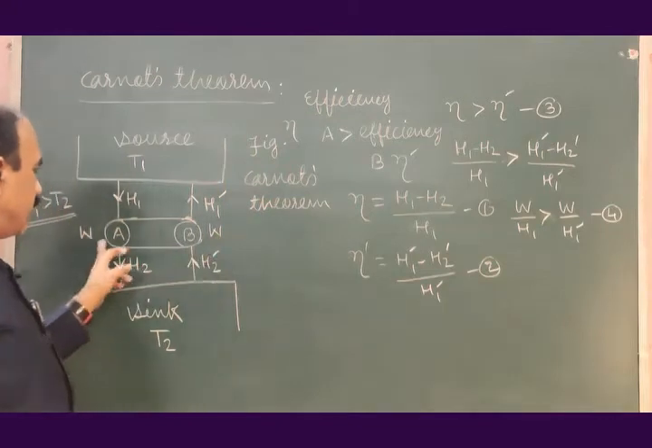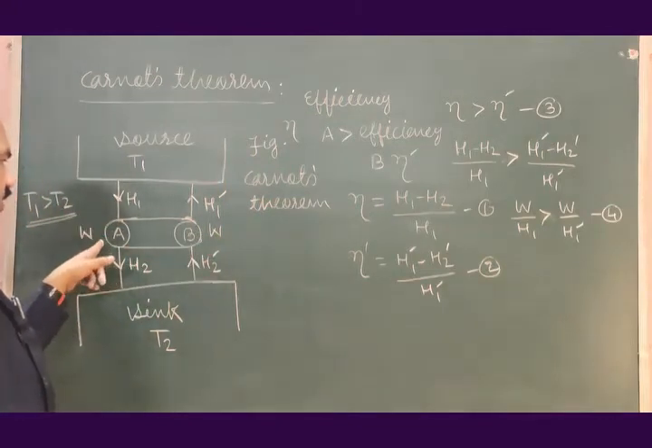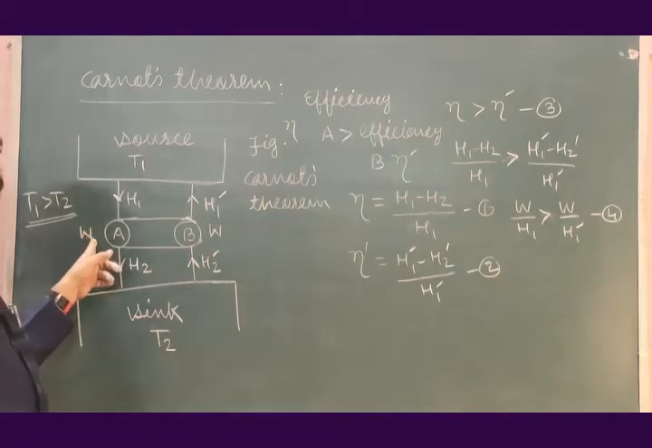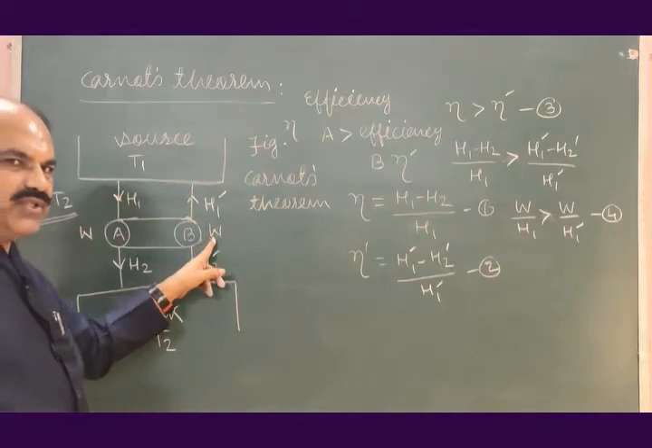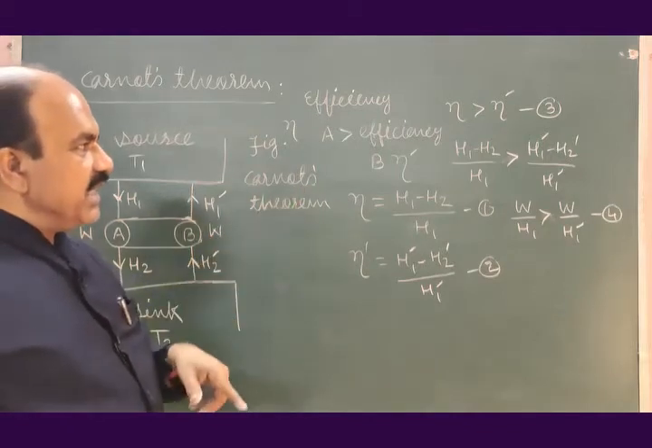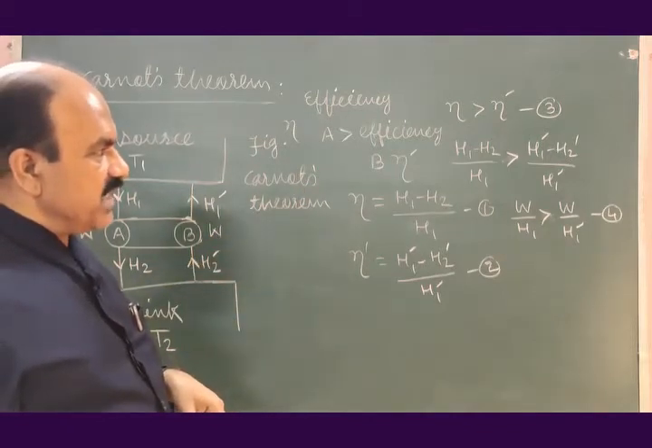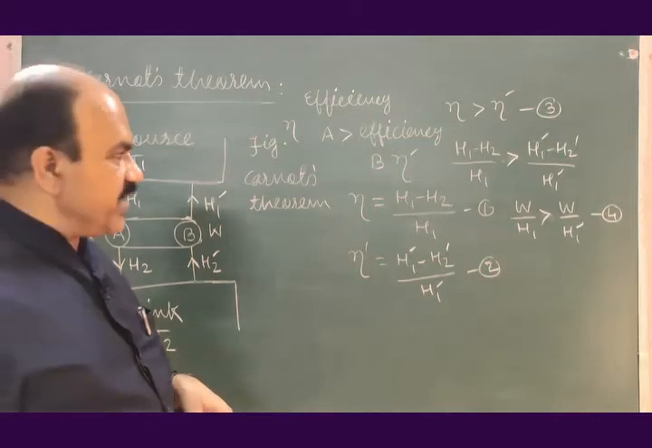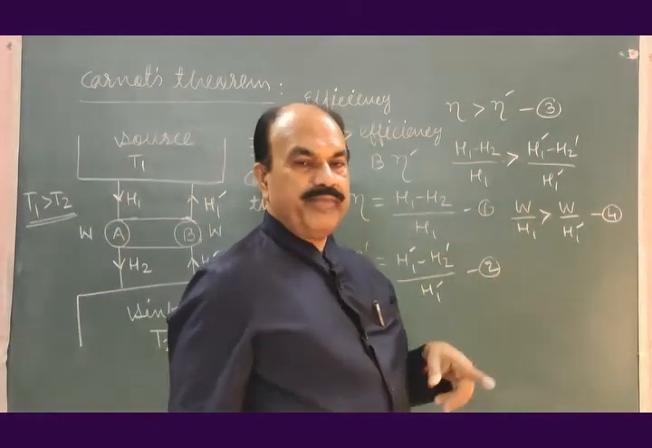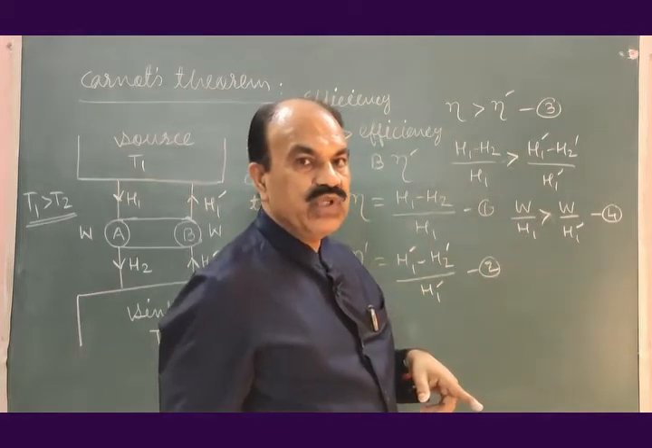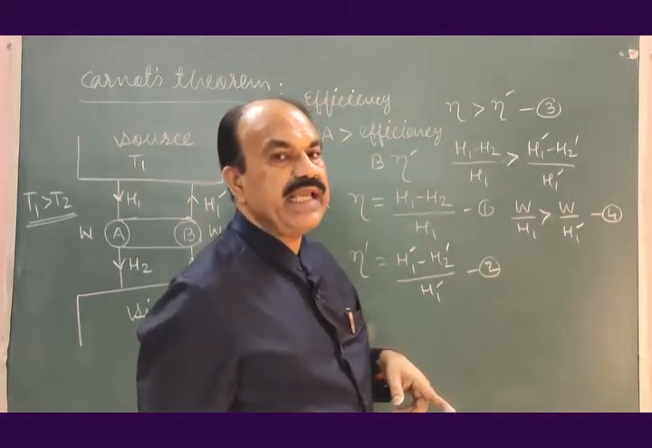W and W is the same because this is the work done by A and this work done is supplied by A to B. That W is here. So this W is H1 minus H2 as well as H1 dash minus H2 dash. W is the same.